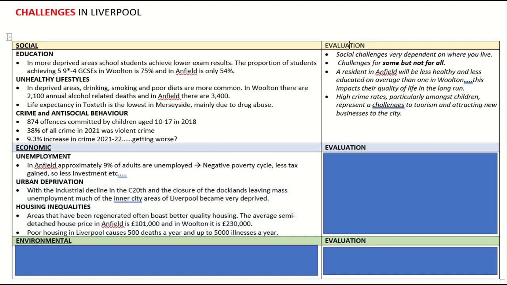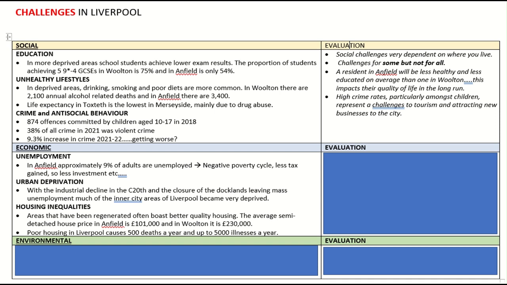On an economic standpoint, while Liverpool has had pretty good economic growth in recent years, unemployment in places like Anfield is still 9%, which is way higher than the UK average. It can lead to negative poverty cycles, less tax gained, less investment, negative multiplier effects. We also have urban deprivation. The closure of the Docklands led to mass unemployment in Liverpool and it becoming very, very deprived. And we also have housing inequality as well.